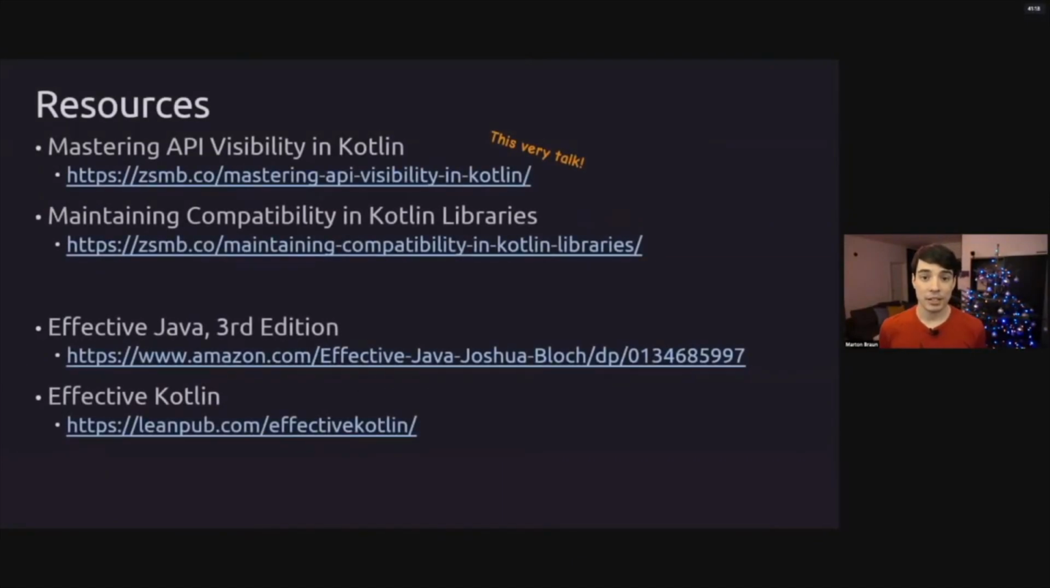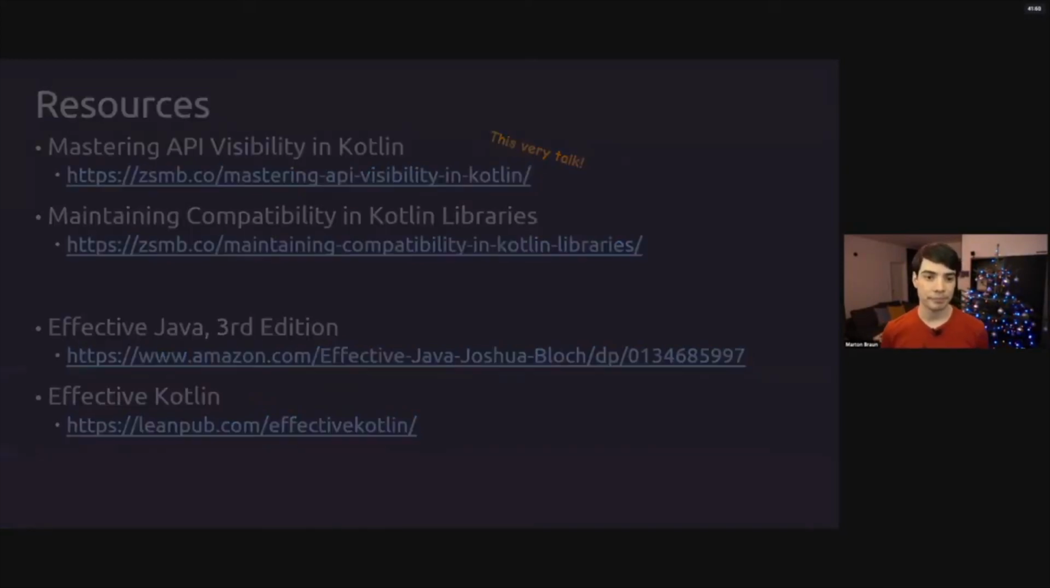And that's basically a wrap for this talk. So I want to point you to some resources. First, there's this very same talk available in written form that you can check out if you need some of this Gradle configuration and things like that. Then there's the talk about maintaining compatibility that I mentioned a couple of times that I also want to encourage you to read. And then there are the two effective books. I've mentioned Effective Java at the beginning, and then my example for explicit typing with explicit API mode was stolen from Effective Kotlin. So you should probably also read that book for some best practices.